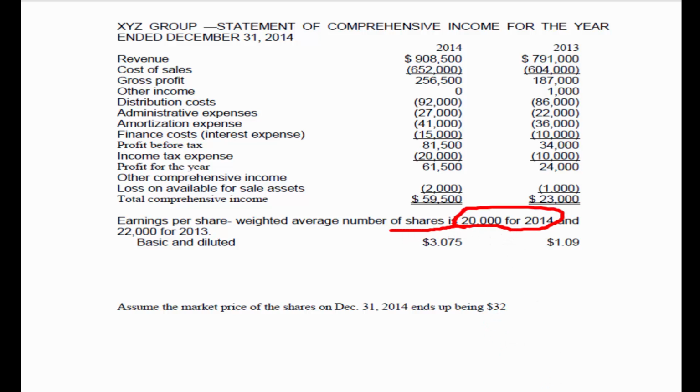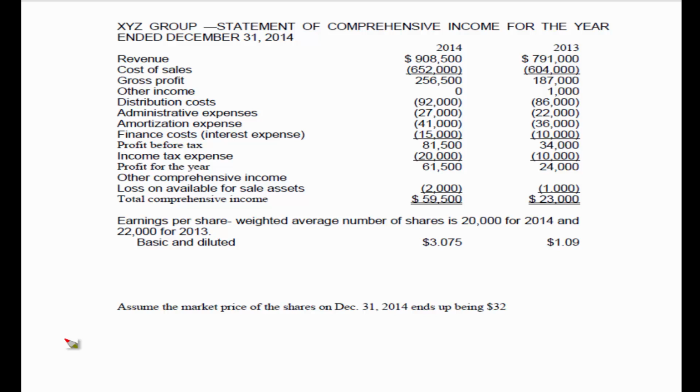The other thing they must do is a calculation of the earnings per share. And earnings per share is the amount of profit for the year under the ordinary course of business divided by the number of shares, giving each person with a share $3.075. We're going to do this calculation more formally later on.